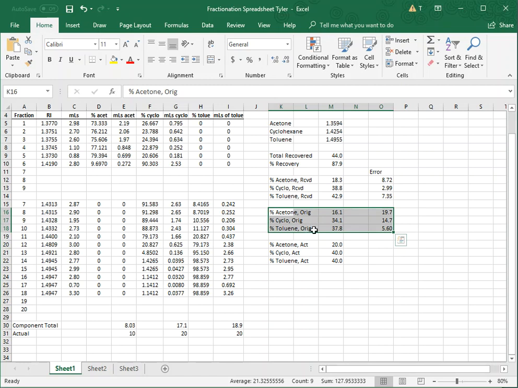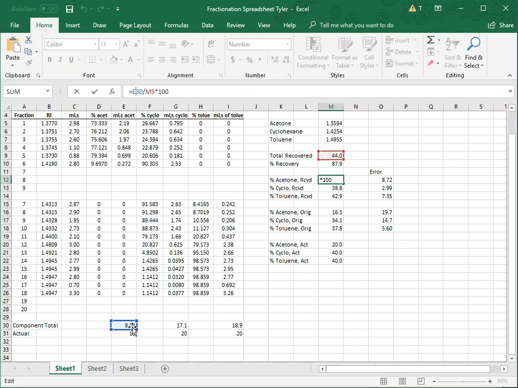Okay? So basically what happens is that I know that the acetone here, the percent of acetone recovered, I took E30, which is 8.03 mils that this person received from the fractionation, then divided it by M9, which is the total recovered of 44 mils, times 100. And that gave this person, let me go back, 18.3%. All right? The percent of cyclohexane recovered, same kind of deal.